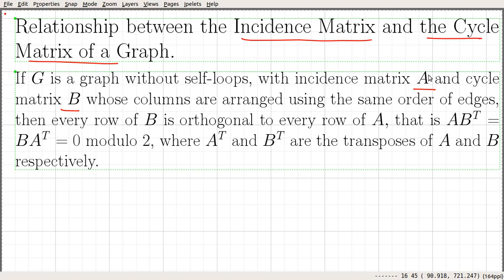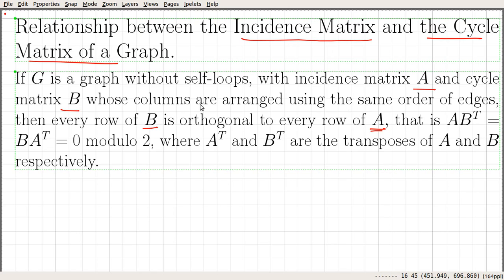So we know for an incident matrix the columns are indexed by edges, and for a cycle matrix also the columns are indexed by edges. Okay, so assume that A and B are arranged in such a way that the columns of A and B are in the same order. Then the conclusion is that every row of B, of this cycle matrix, is orthogonal to every row of A.